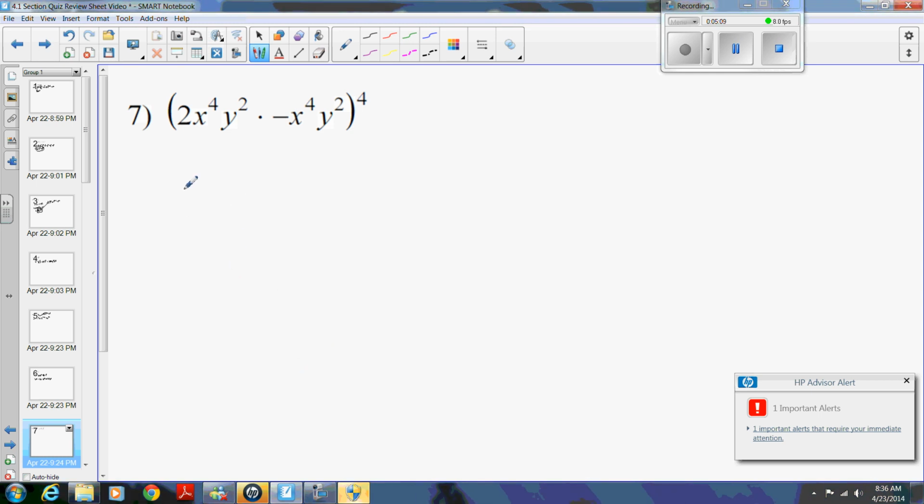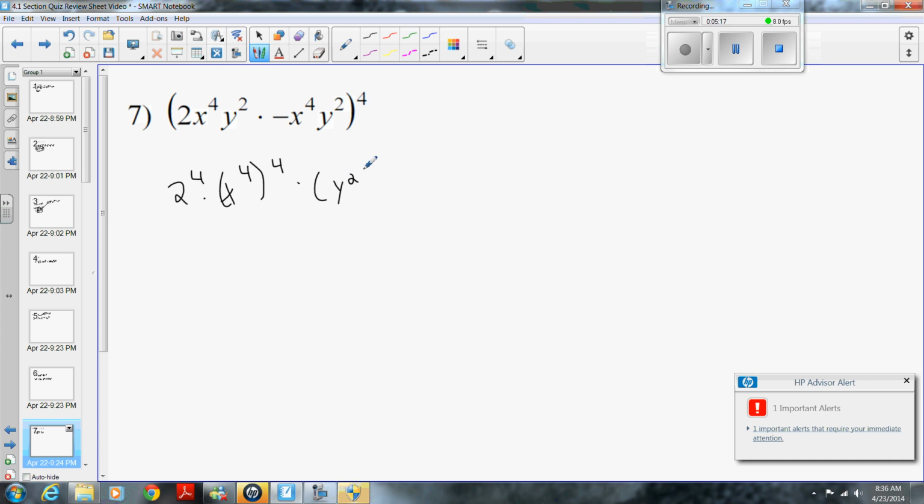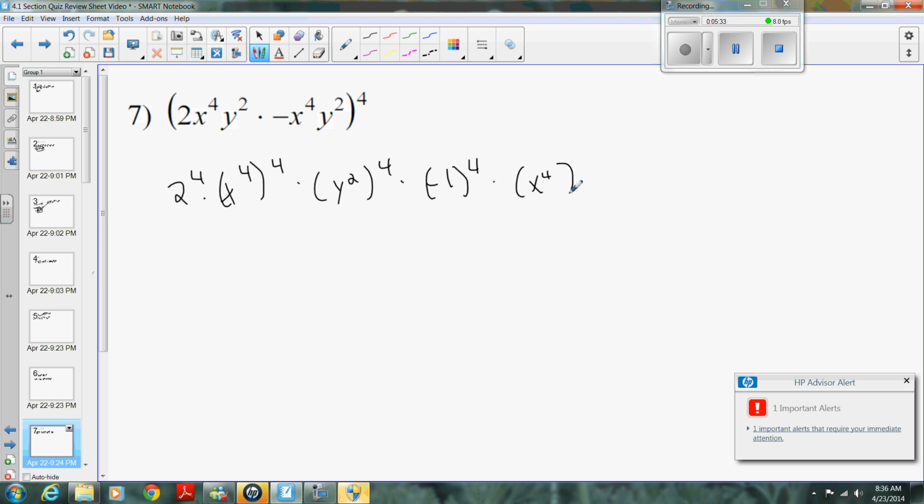Okay, number 7. This is then 2 to the 4th times x to the 4th raised to the 4th power times y squared raised to the 4th power times now. This is where this gets tricky. This negative in front is really a coefficient that represents negative 1. So we want to treat it as such and make this negative 1 raised to the 4th power as well too. So that's sort of a new wrinkle that's important to consider. Times x to the 4th, also raised to the 4th power, times y squared, also raised to the 4th power.